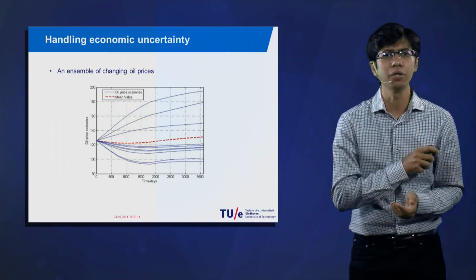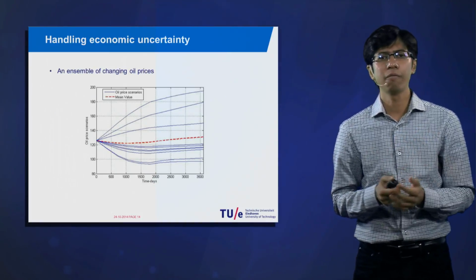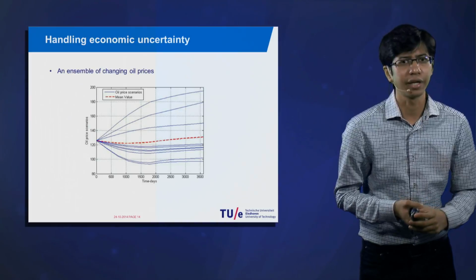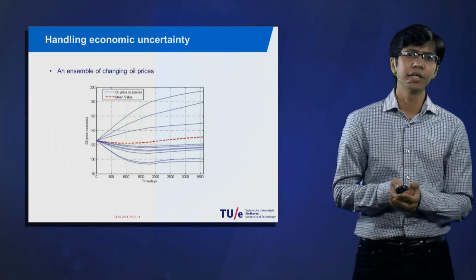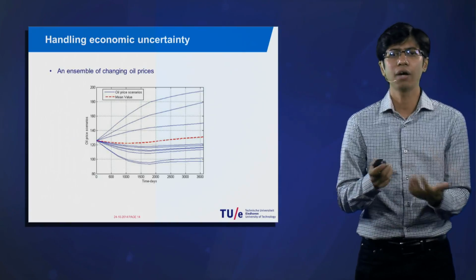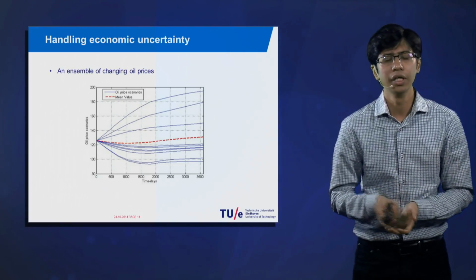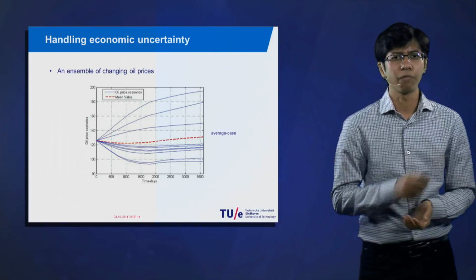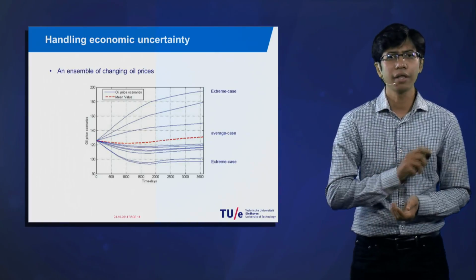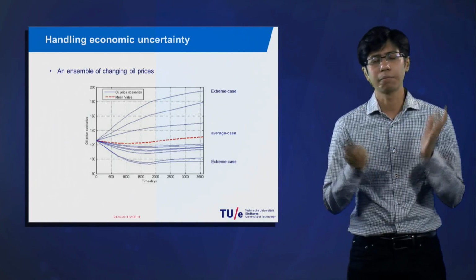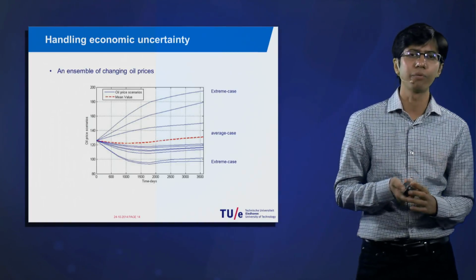Then we moved further to consider the economic uncertainty as well. Here we use just one model. So now the first question arises: how to incorporate these changing oil prices into the optimization framework. One obvious choice was to consider the average value. The other choices are the extreme cases, that may be the worst case or the best case, whatever you prefer.